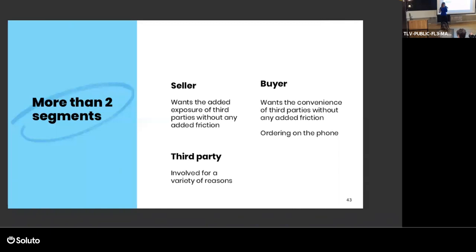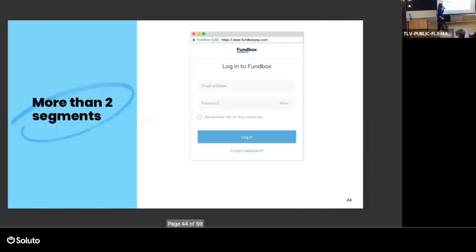They don't need to see it. They don't need a conversation. They just want to place the order and pay. So they call up on the phone, and whomever is taking the order can't log into their Fundbox account. So this third party isn't just agents. It can be all different situations where we need to accommodate a third flow.